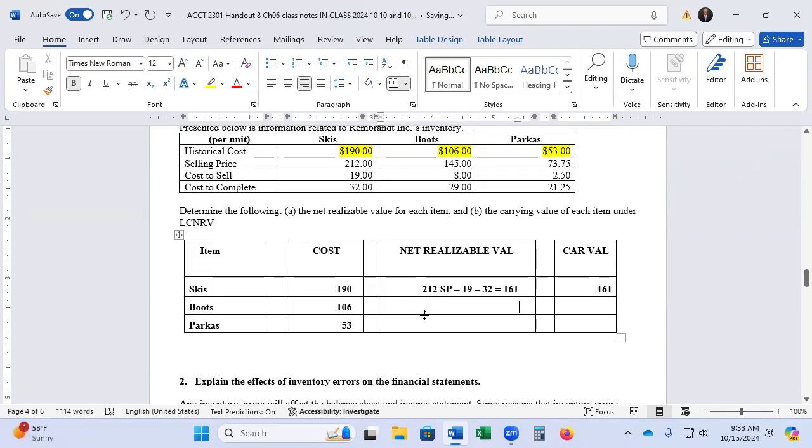All right, I'm going to give you like 30 seconds. Try to calculate the net realizable value for boots.